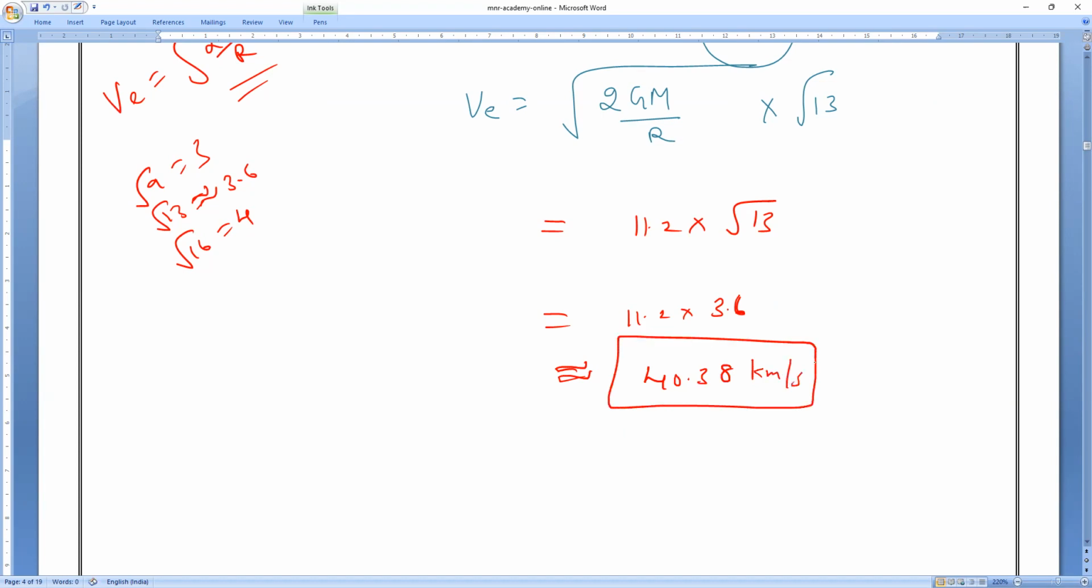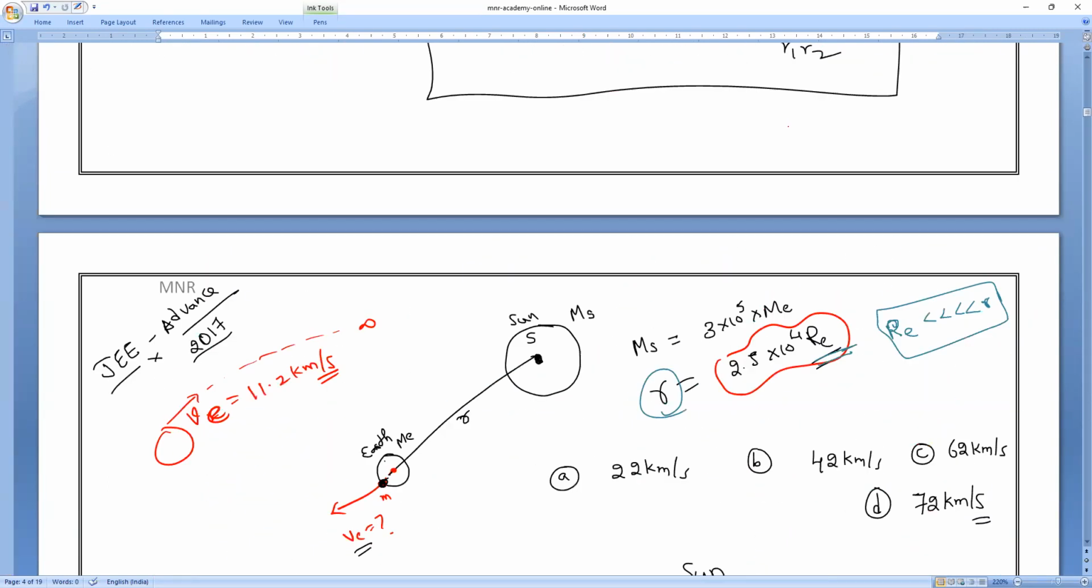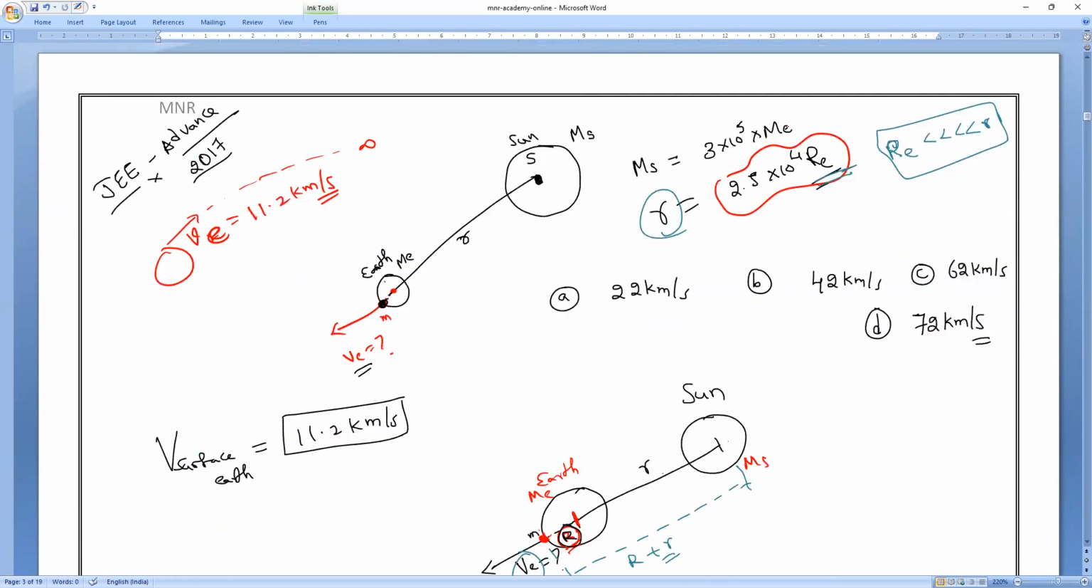If you observe the MCQ options, there is no exact answer, but there is a nearest value, because there is a larger difference between them. So we can say the nearest value is the answer. What is the nearest value? Verify it, everybody. Nearest to 40 is the closest value, 42 kilometer per second. That is the answer. This is the JEE Advanced 2017 4-mark question.